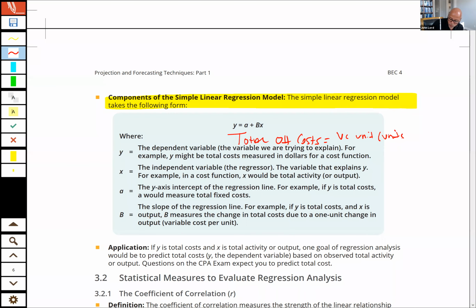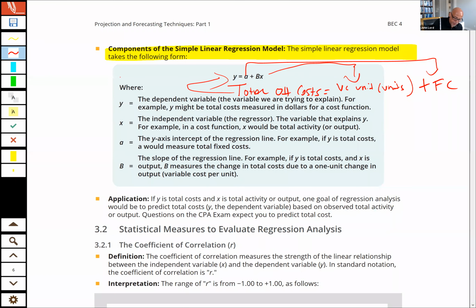say direct labor hours, whatever, plus my what? Plus my fixed cost. Okay, now when you look at this, the BX here is what? My variable cost per unit times the units. The A here is my what? Fixed cost, and obviously the Y is my total overhead cost. Okay, so you can see here when they talk about the application, let's just look at this, and it says if Y is total cost, X is total activity or output, one goal of regression analysis would be to predict total cost, right?